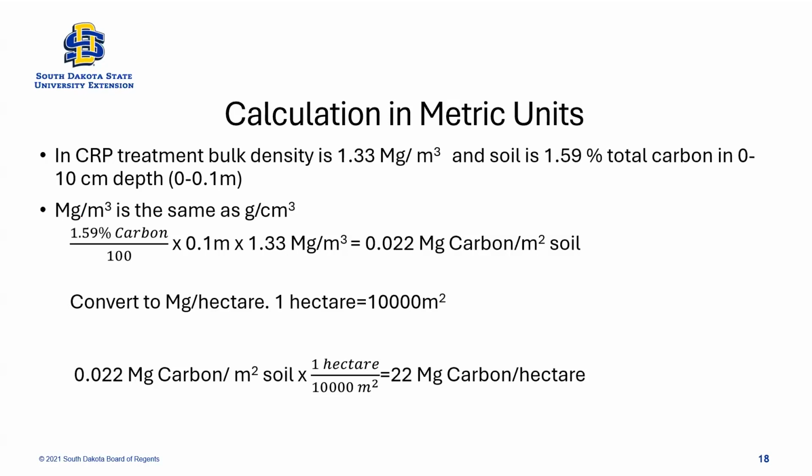And here's an example of the calculation in metric units. The metric calculation is a little easier than the American calculation just because of how the units are set up. But if you're interested in doing it in the metric conversion, it's here. And if you look at papers in the literature, they report in megagrams carbon per hectare.